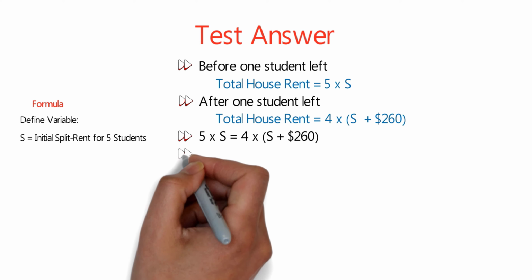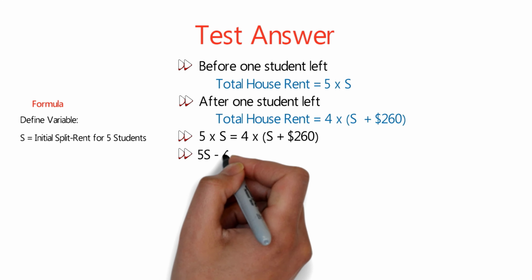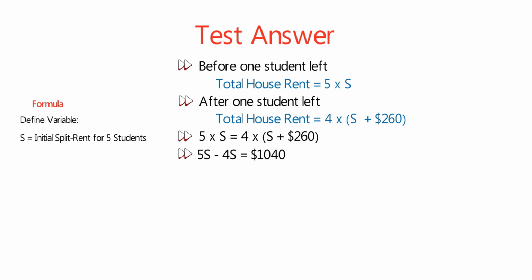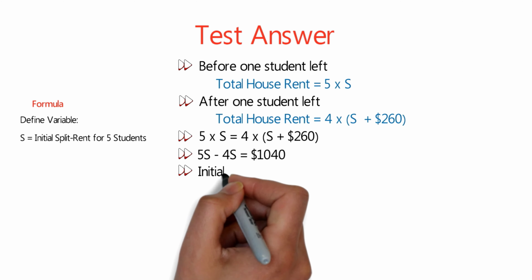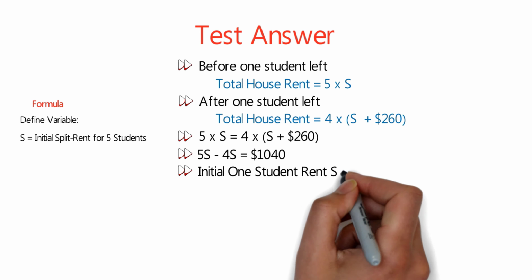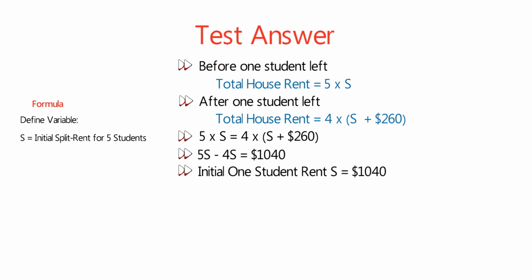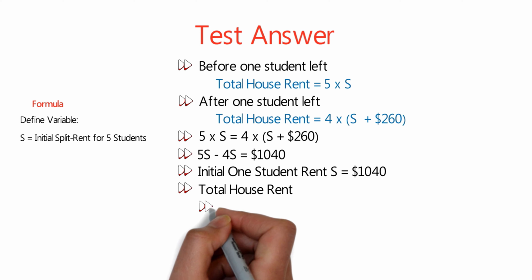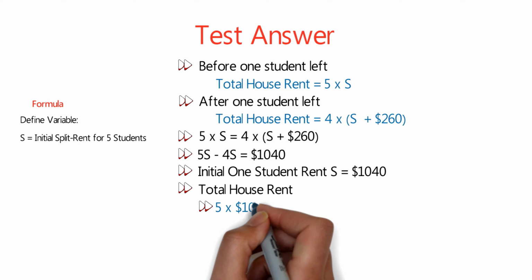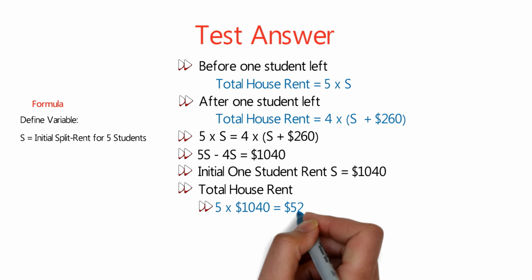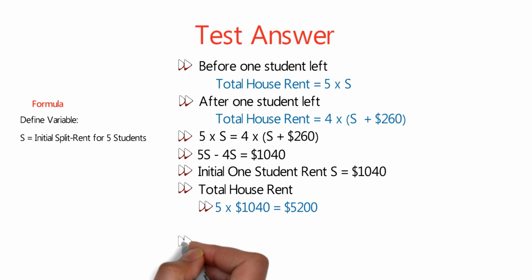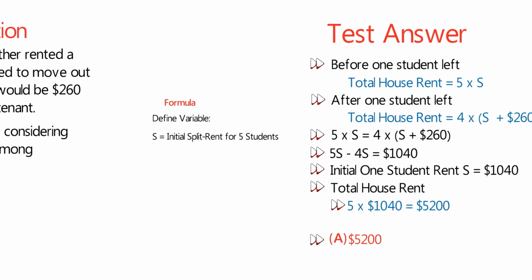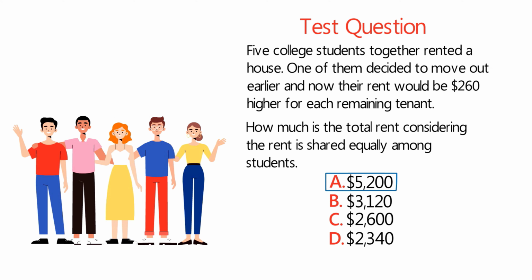Once we simplify it, we'll get to the equation 5S minus 4S equals $1,040, which means that S equals $1,040, which represents the initial one student rent. To calculate total house rent, we need to multiply 5 by $1,040, and the result will be $5,200. So the answer is choice A, $5,200. Hopefully you've nailed this question and now know how to answer similar ones.